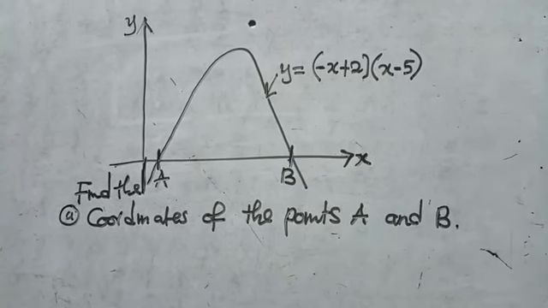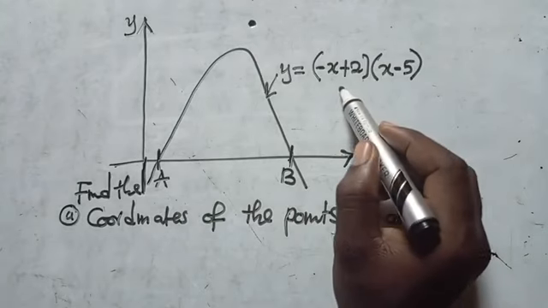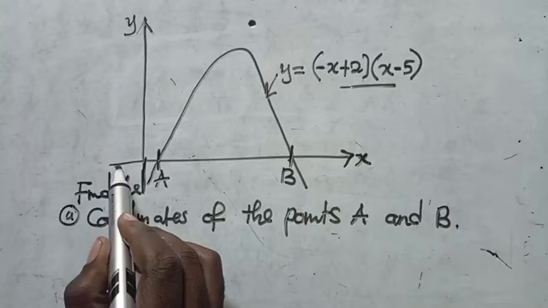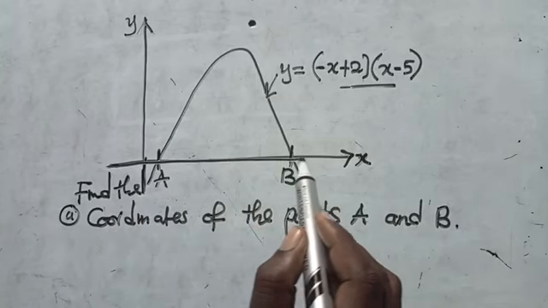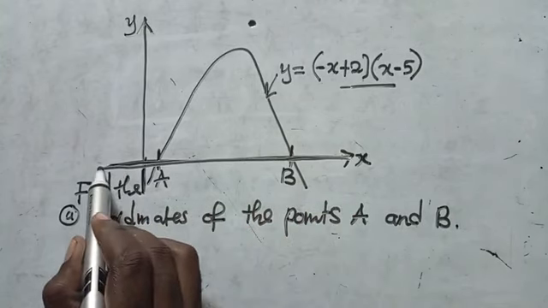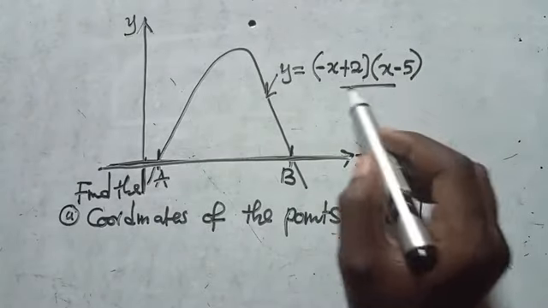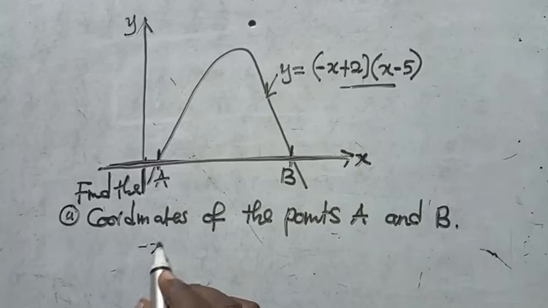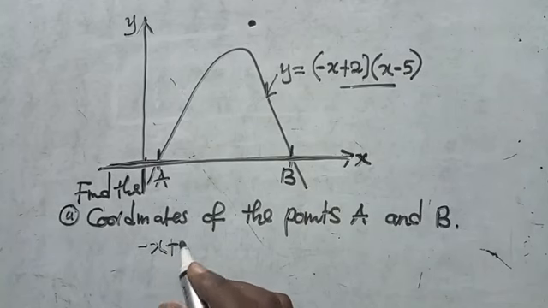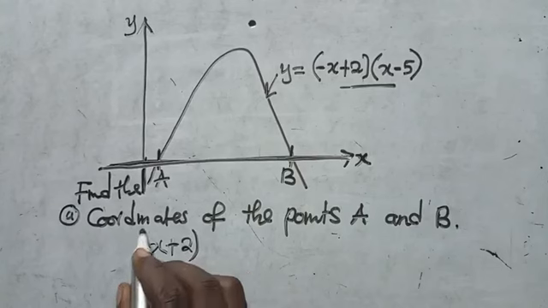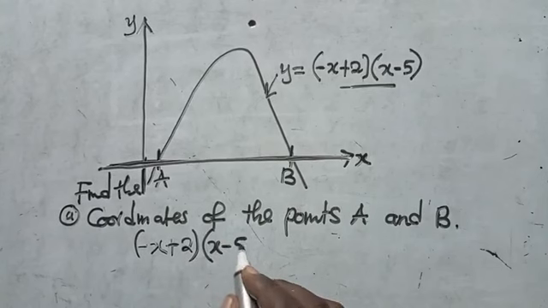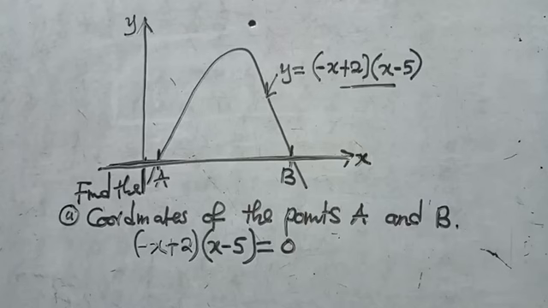For us to find the coordinates of the points, I need to get this equation, because I understand that for points lying on the x-axis, y is equal to 0. So you just get that particular equation, negative x plus 2 and x minus 5, and you equate it to 0.